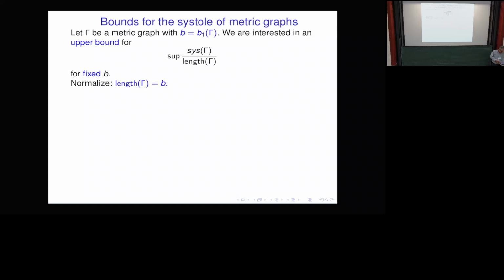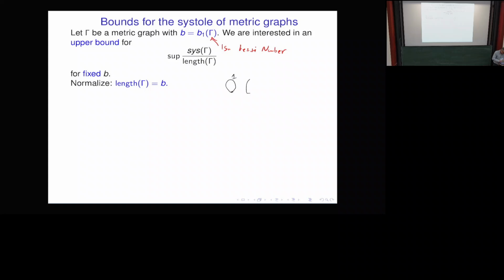And now we can normalize and take, so b is the first Betti number, right? So, and we can define the systole the same way, the smallest simple closed curve in the graph. And now you see naively how one would go about it. Well, if we have this graph, which has length 1, we can normalize and take length 1, the systole has length 1, and now the obvious graph of length b is this.